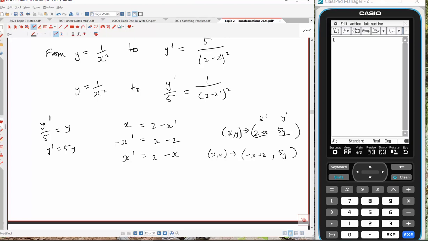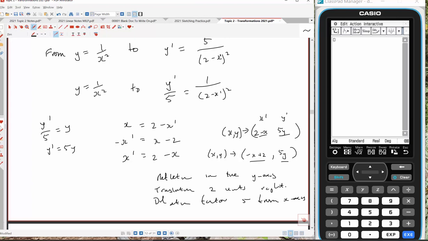All right, so let's read off the x's and then read off the y's. So I'm going to go reflection, so that negative sign there at the front of x is a reflection in the y-axis. That is a translation 2 units right. And this is a dilation factor 5 from x-axis.